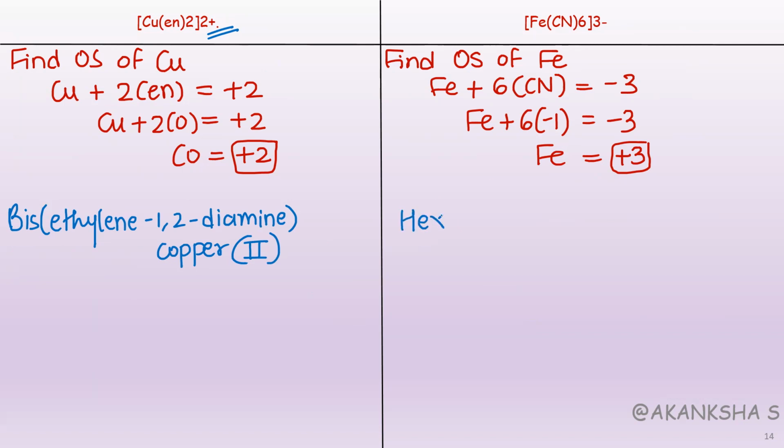CN6, 6 meaning hexa. CN is what? Cyano. Now, 3 minus, negatively charged. We can't write it as iron. We write it as ferrate. See, ferrate. Ferrate what? Ferrate 3. Okay.